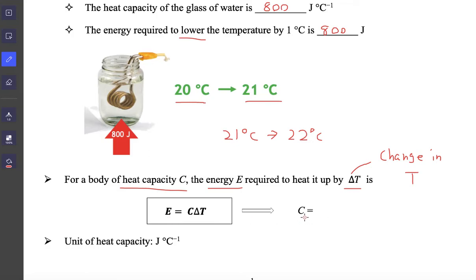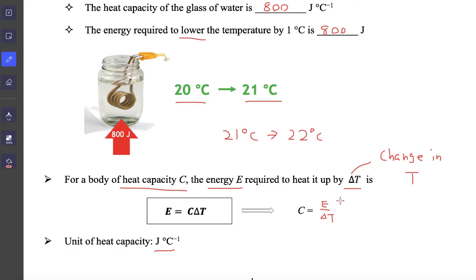How about this time we want to calculate the heat capacity? Then it's easy, we just change the subject. We just put this delta T to the left hand side, so C would be equal to E over delta T, the energy over the change in temperature. And the unit for heat capacity is joule per degree Celsius.